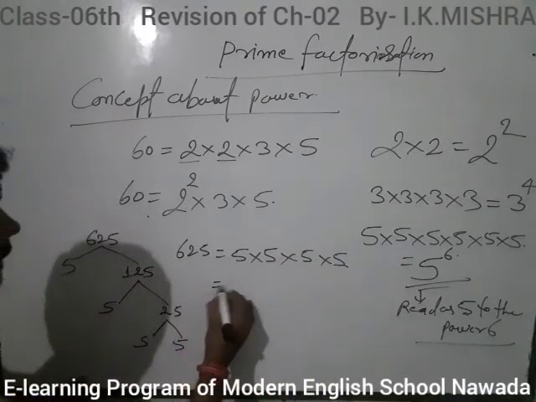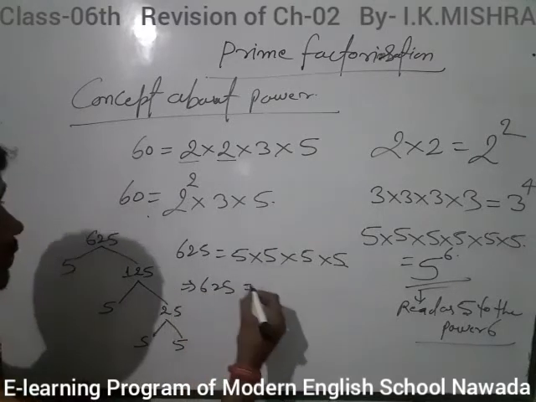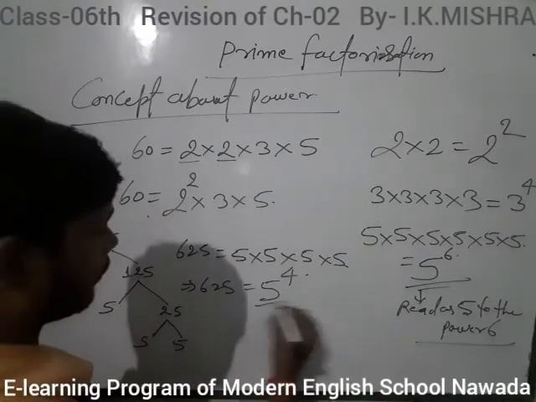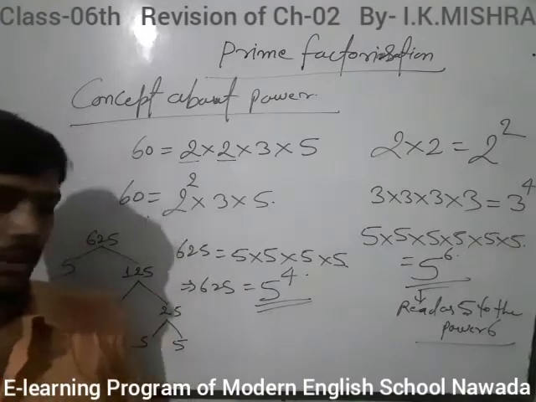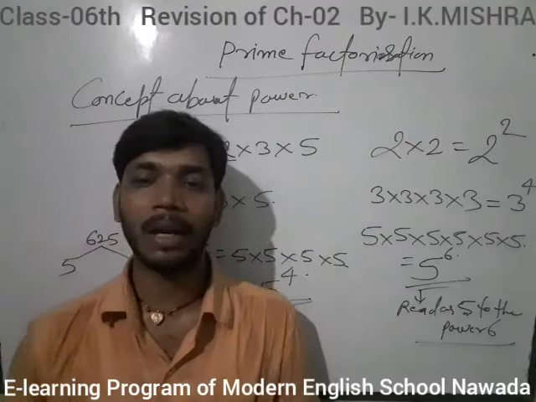So friends, here 625 is equal to 5 to the power 4. Clear students? Similarly, you can write the number in prime factorization. You can find prime factorization.